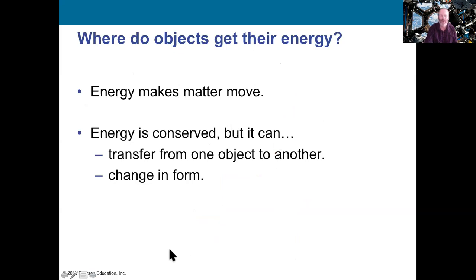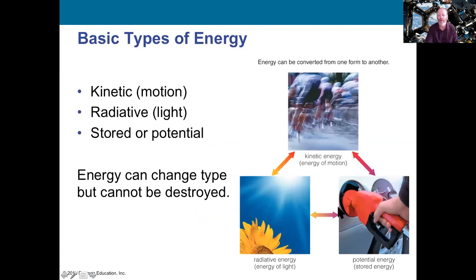Energy makes matter move. It's conserved, but it can change in form and transfer from one object to another. There are 3 basic types of energy: motion, kinetic energy. So when you're moving, that's kinetic energy. We have radiative energy. That's light that's coming to us, the energy from the sun. And then we have stored energy. Actually, stored energy, we think of like the gasoline, we're going to burn it. When it goes through the engine, that stored energy is being changed into kinetic energy so that the wheels go round, for example.